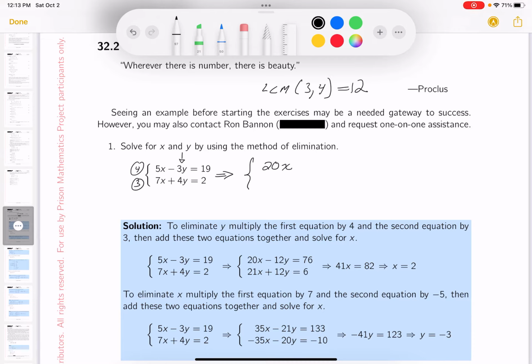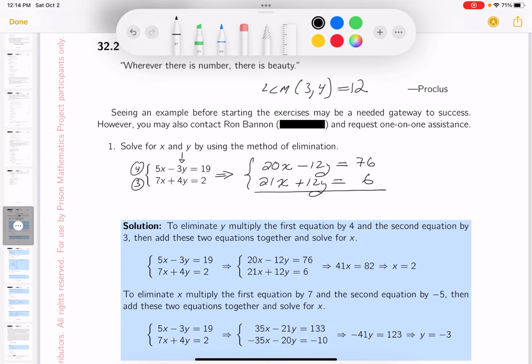What do you get? 20x minus 12y equals, 4 times 19, that's going to be 40 and 36, 76. All right, let's do the bottom. 3 times 7x is 21x. And then you would get plus 12y equals 6.